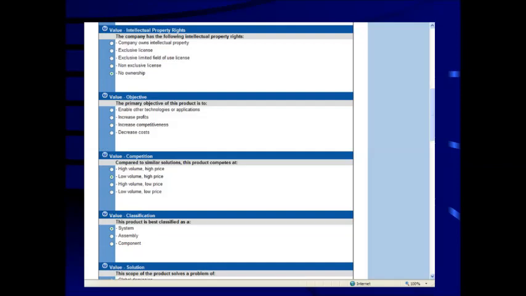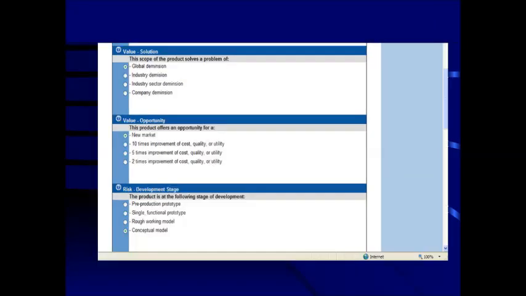The first set of assessment points are designed to define aspects of the product that make it of value to the enterprise and to the market. On this screen view, these value features include intellectual property rights, objective of the product, price competitiveness, and other classifications. The remaining value aspects include the scope of the solution and the improvement opportunity the product offers.